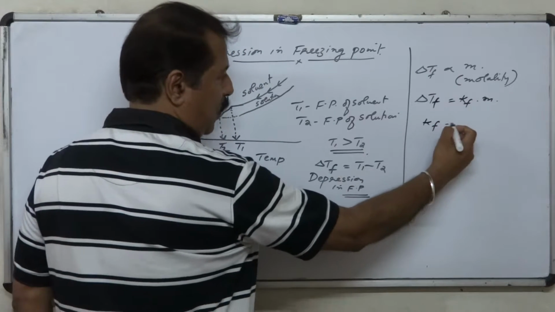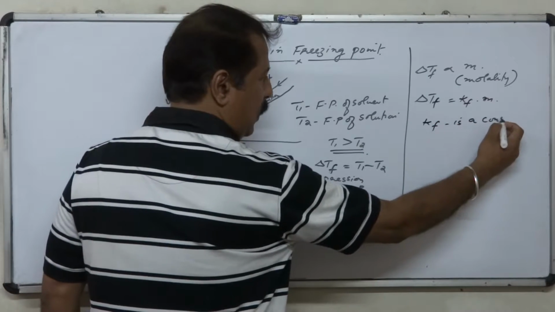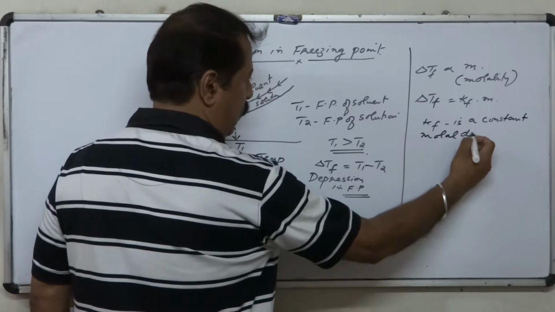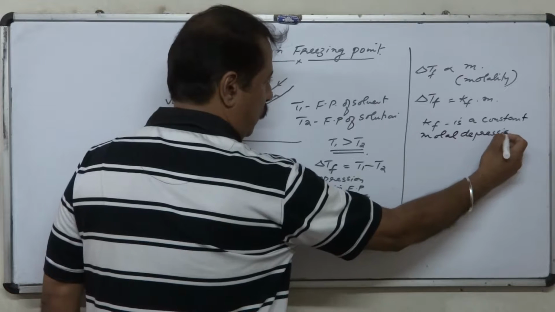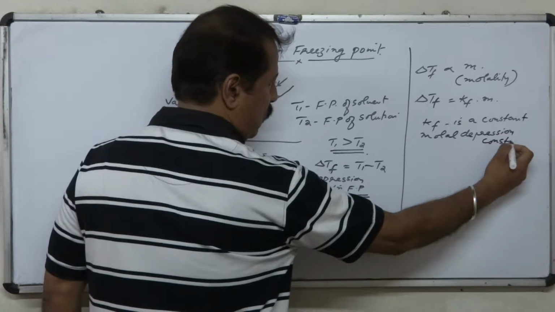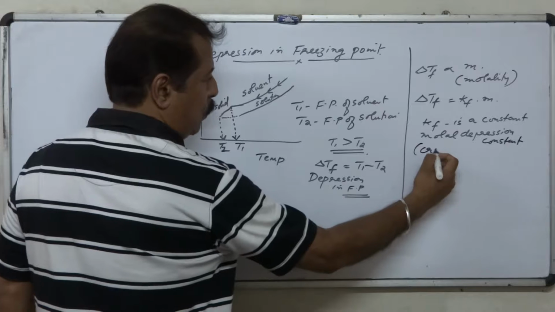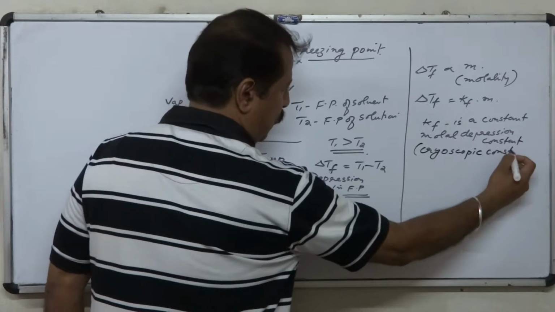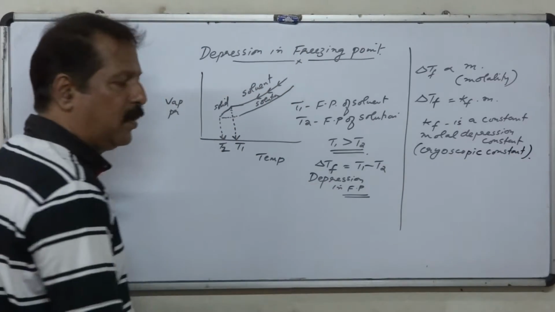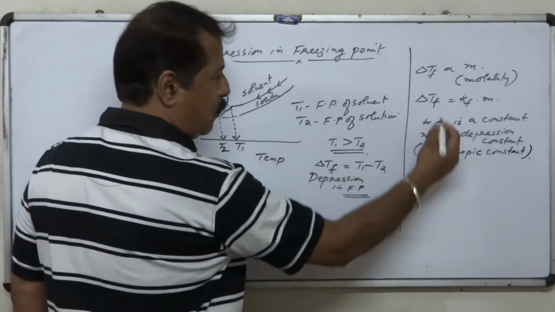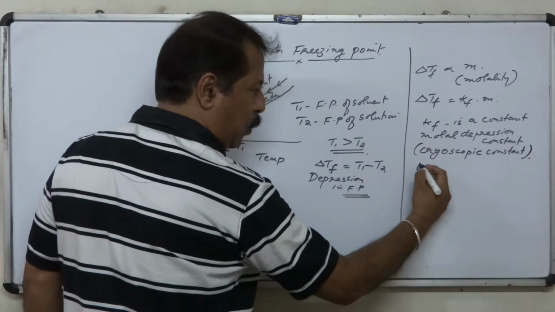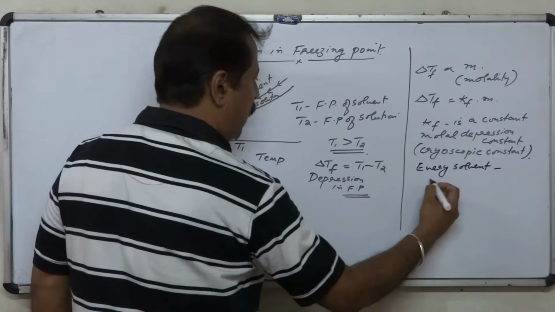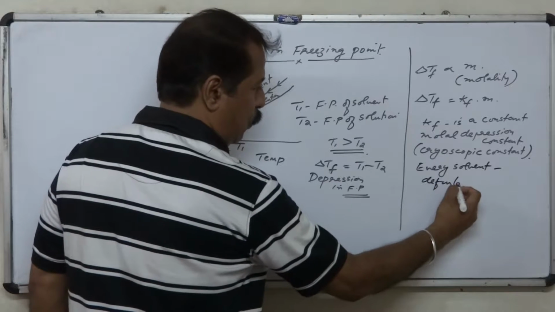So Kf is a constant, and that constant is known as the molar depression constant. Its other name is the cryoscopic constant. In the previous case we saw the molar elevation constant. Here it is the molar depression constant. Every solvent has a definite value for Kf.